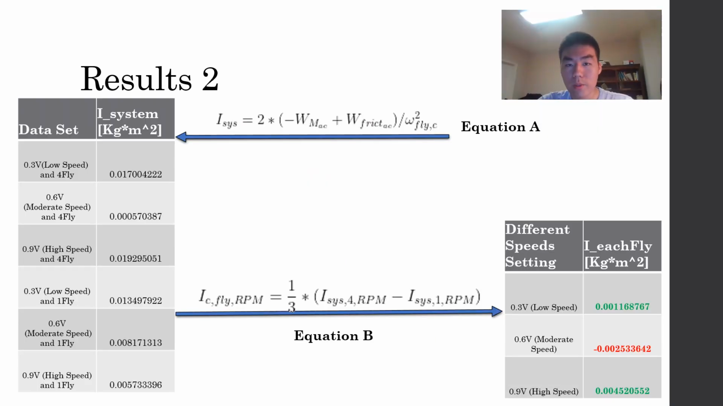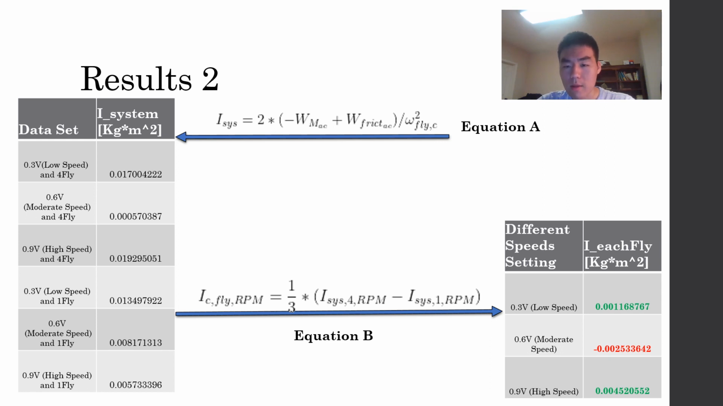With a linear relationship between torque due to friction and the motor speed from results 1, we are able to use equation A to find the moment of inertia of the system based on its relative speed and the amount of flywheel on the motor, as seen on the table on the left. Using equation B, we are able to find the moment of inertia of each flywheel segmented by the relative speed, as seen on the table on the right.